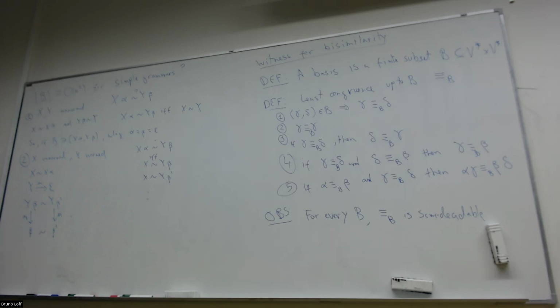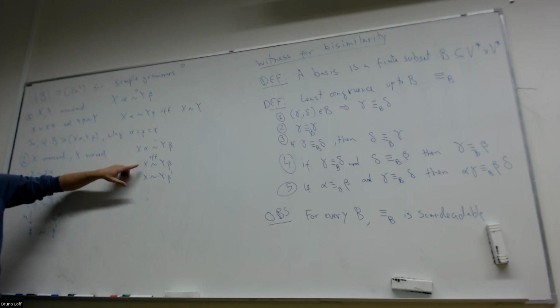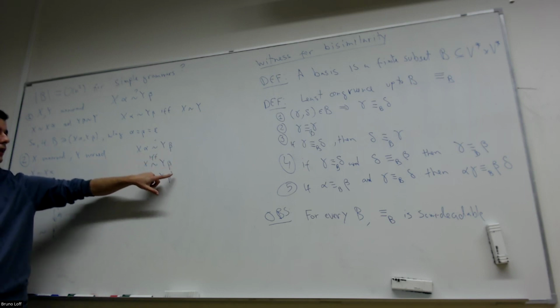So what this means is that up to bisimilarity, there is only one solution to this equation. Okay? Well, in fact, alpha can be anything, but without loss of generality, we can assume it's empty. And beta, there are also many options, but up to bisimilarity, there is only one.